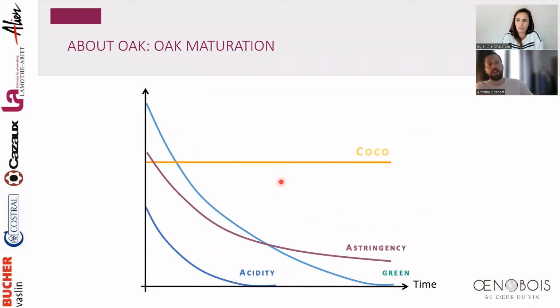Here, in more detail, during the oak maturation, we can see that the whiskey lactone concentration is stable over time, and the negative characters like astringency, green, and acidity are decreased.